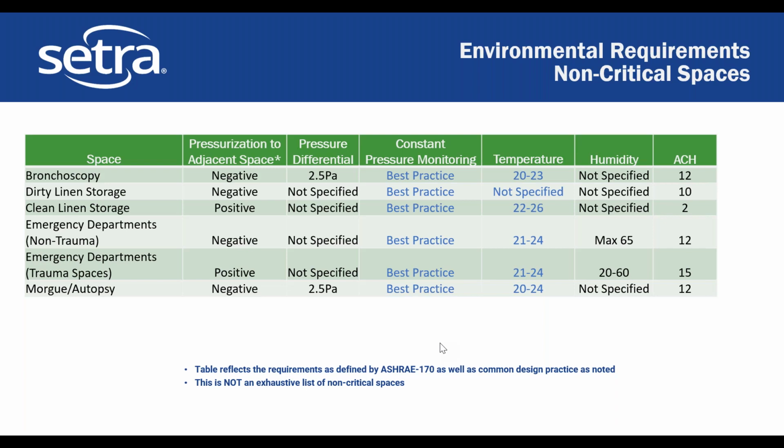This list is not exhaustive. We did not try to cover every single one. There are over 50 spaces that have pressure requirements per ASHRAE 170 that are not considered part of what is traditionally considered that critical list. But I wanted to cover a few of the most common ones and ones where the best practice and the very common practice is to actually monitor them. So these are bronchoscopy, dirty and clean linen storage, your morgue, and your emergency departments.